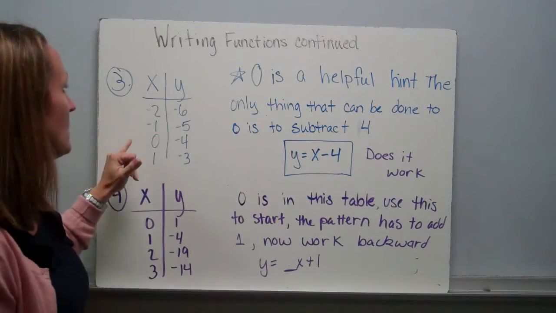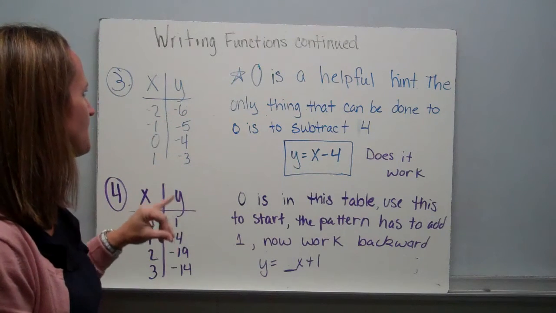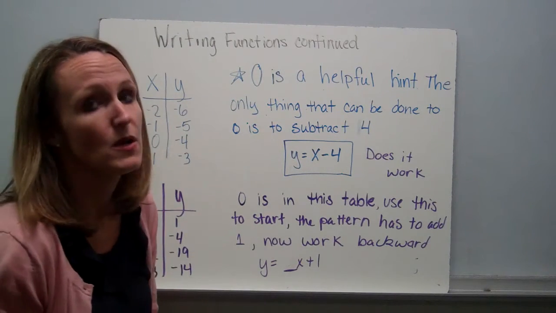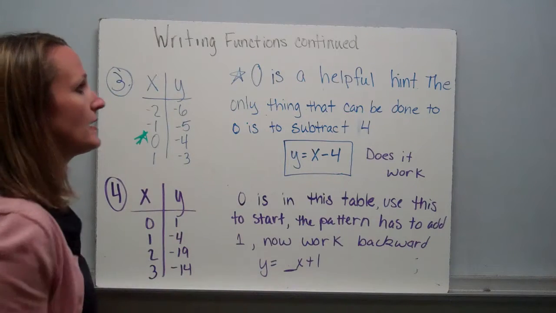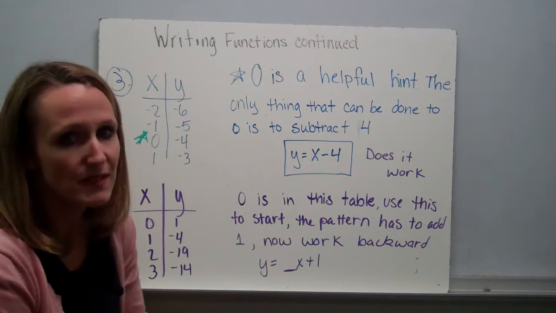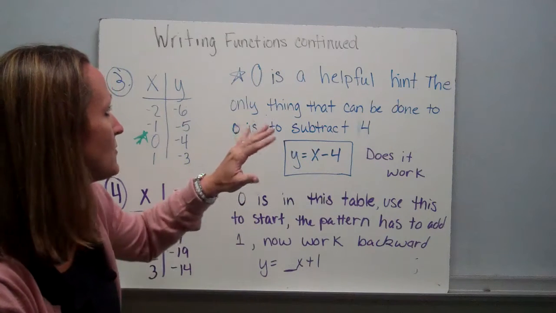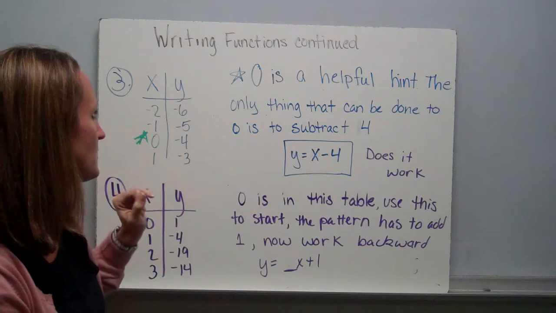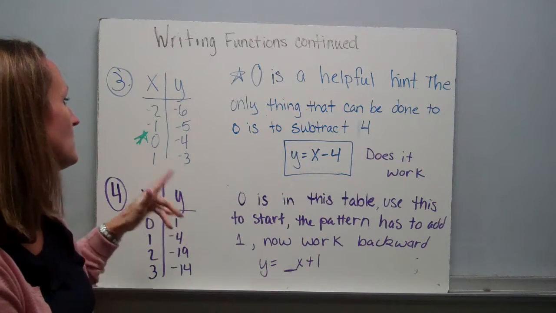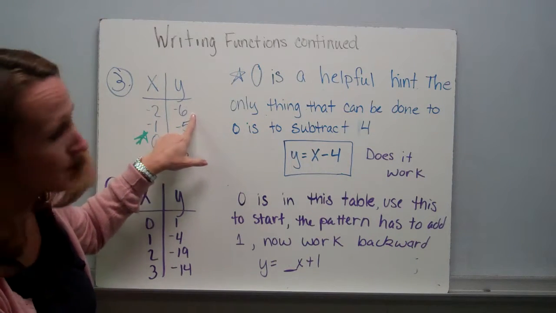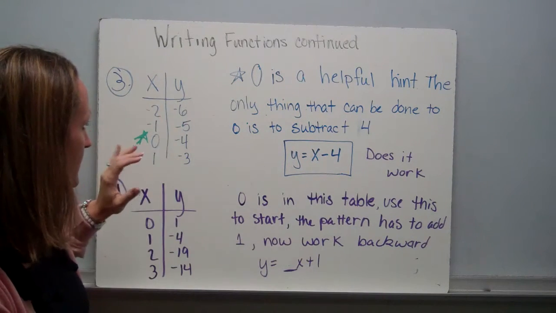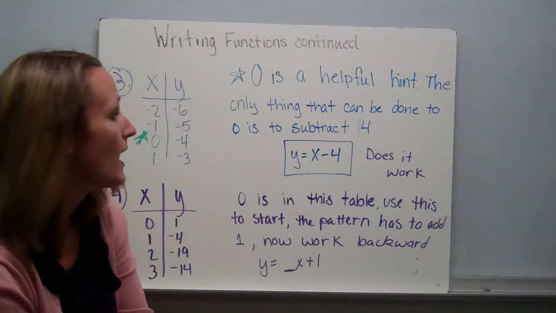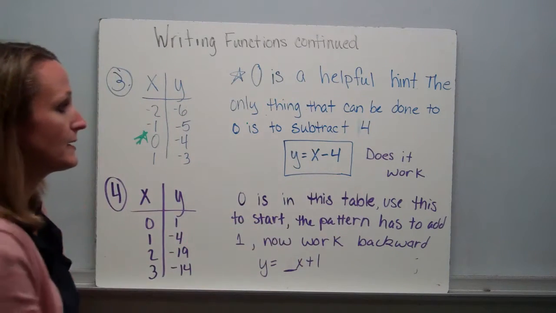Okay, so here we have negative 2, negative 6, negative 1, negative 5, 0, negative 4, 1, negative 3. When you have a 0 in your rule, it's always helpful because there's only so many things you can do to 0. Well, there's lots, but it's always helpful. So in this case, the only thing that can be done to 0 is to subtract 4. So start there. 0 minus 4 gives you negative 4. So then you have to try it everywhere else. So negative 2 minus 4 equals negative 6. Negative 1 minus 4 gives you negative 5. 1 minus 4 gives you negative 3. So in this case, our formula was y equals x minus 4. Does it work? Yes.